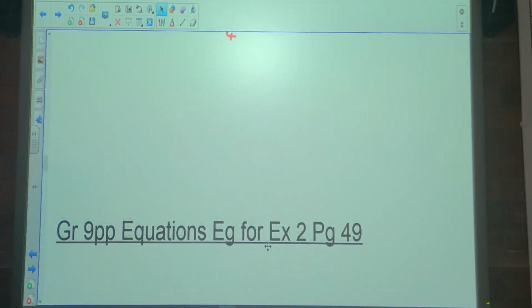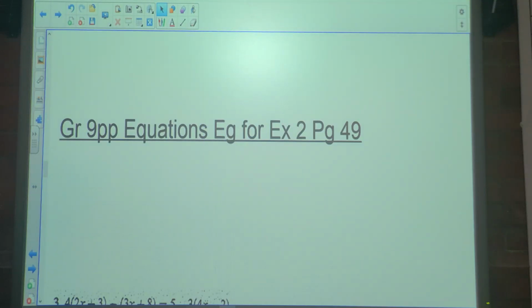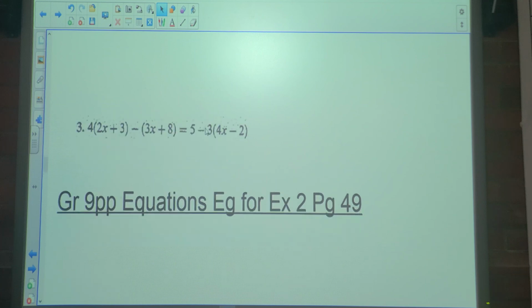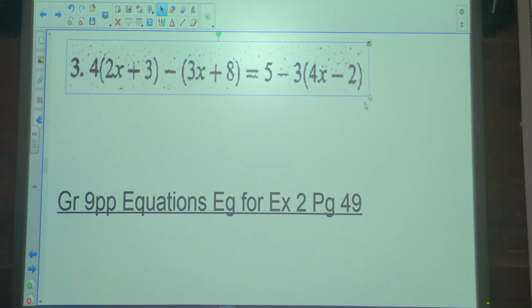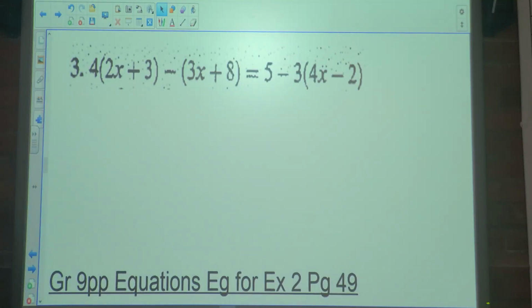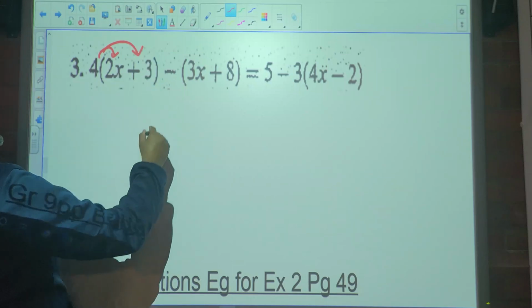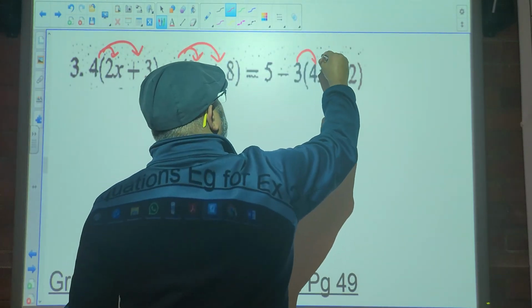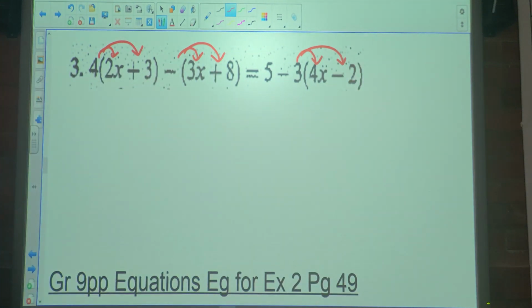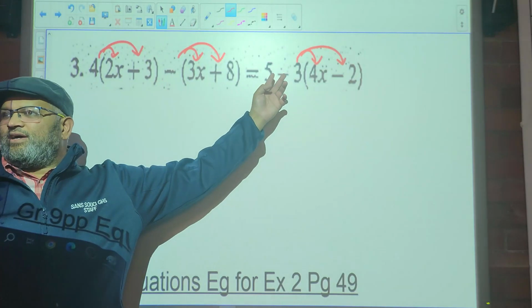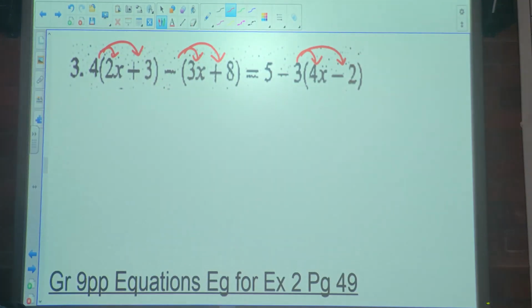Go to number 3. Here we've got 4 into 2x plus 3, close brackets, minus, open brackets 3x plus 8, close brackets, is equal to 5 minus 3 open brackets 4x minus 2 close brackets. So what do we have to do first? Get rid of the brackets. So the 4 must be multiplied with 2x and 3, the negative with 3x and 8, and the negative 3 with 4x and minus 2. We do not subtract this here. We must first multiply to get rid of the bracket.